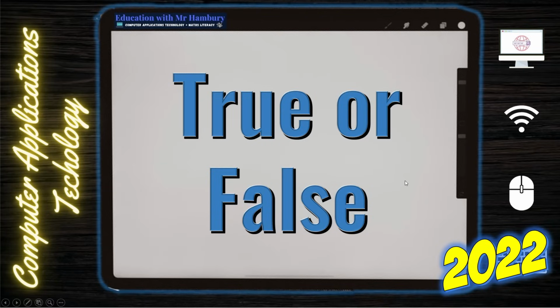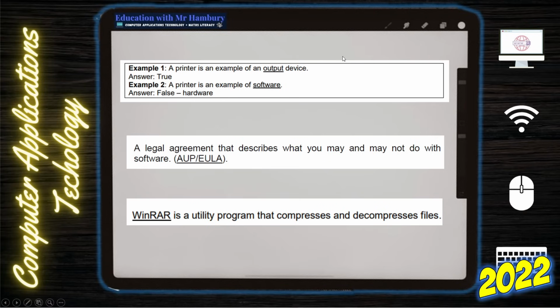Then the infamous true or false. Now, they'll always give you an example, and here they tell you in the example, a printer is an example of an output device. We know that is true, so we just answer true. But here's an incorrect one where it says a printer is an example of software. You'll see we don't rewrite the entire sentence. We say it's false, and we justify why it's false. And we do that by changing the underlined word. You need to read the instructions when it comes to this section, please.